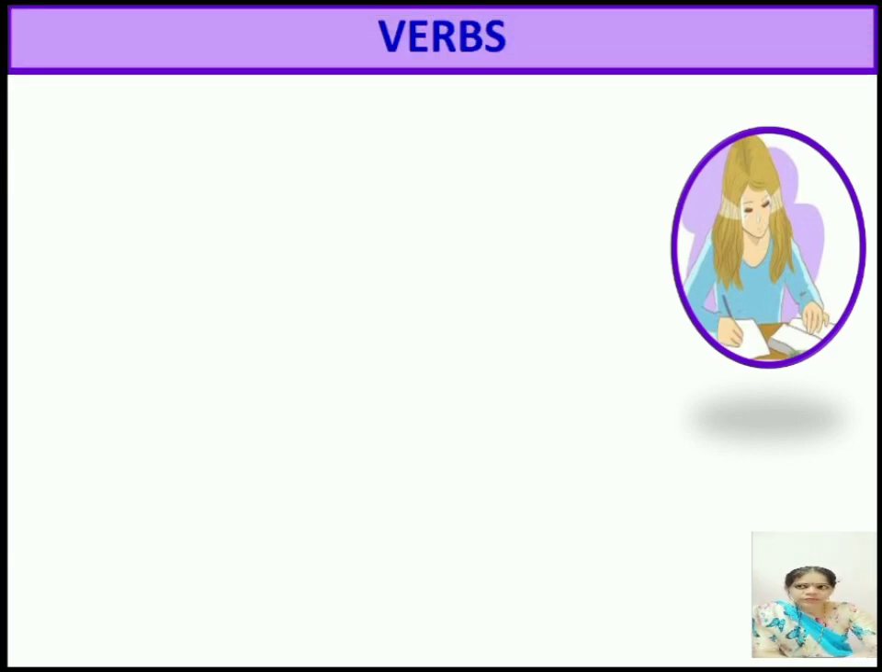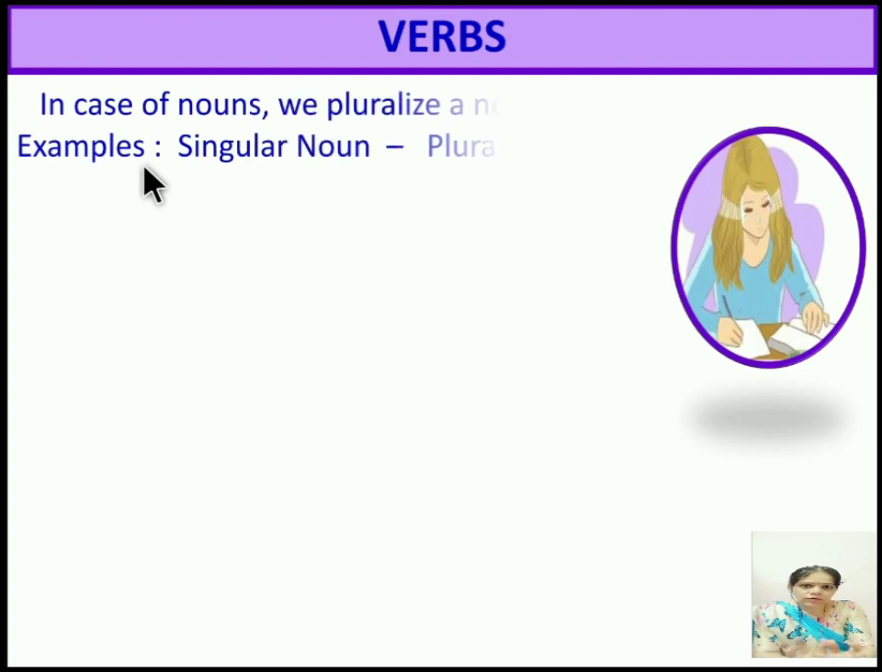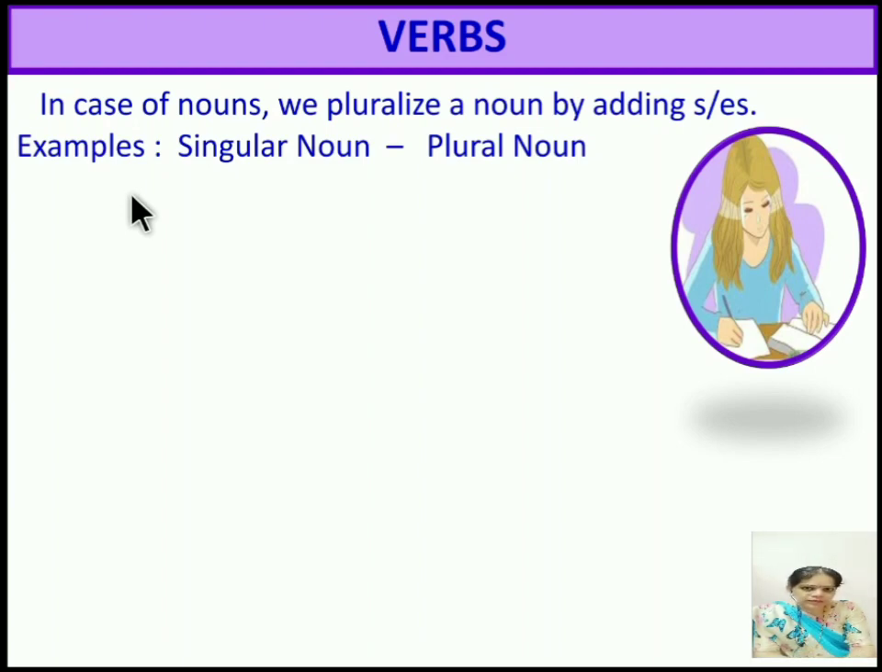Now, in case of pluralizing the verbs, let's just revise. How do we pluralize the nouns? While pluralizing the nouns, we ideally add an s or es to the end of the subject. For example, singular nouns like book become plural books. Same for box, box becomes boxes.